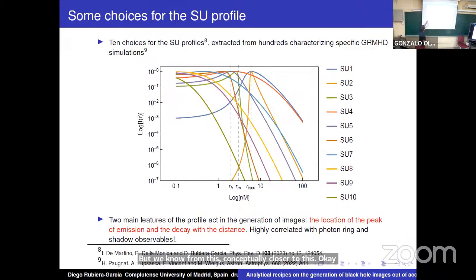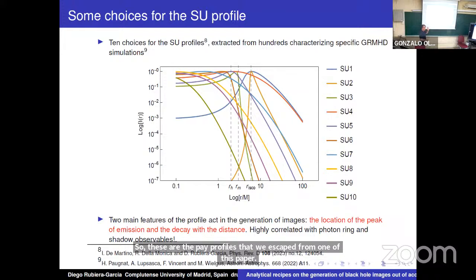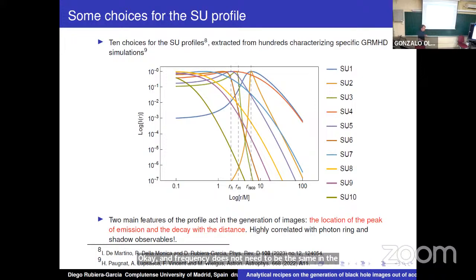So for instance, these are the 10 profiles that we extracted from one of these papers. These profiles assume monochromatic emission in the frame of the disk, which is not exactly what we do in observations, because in observations we observe at fixed frequency in our detector. The frequency does not need to be the same in the disk and on our screen because of gravitational redshift. The frequency is going to be different. These simulations assume that the frequency is the same in the disk. So this is one of the weak points of this analysis.